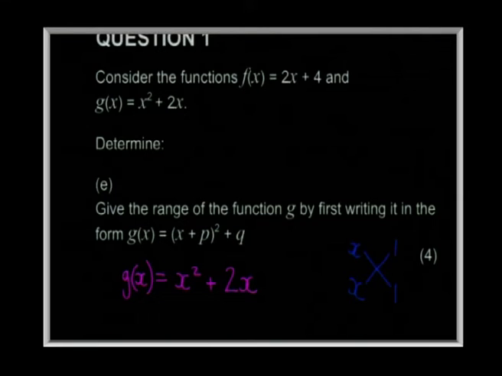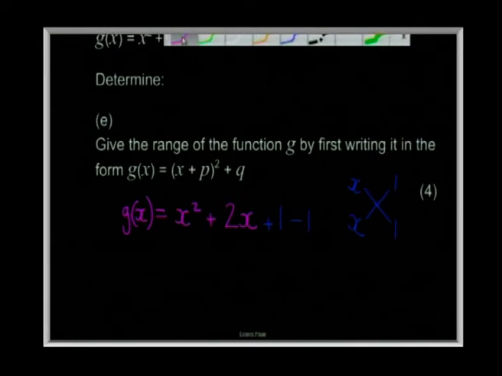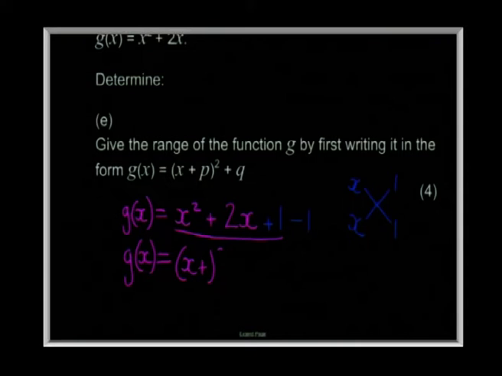x times 1 is 1x, and 1 times x is 1x. x plus x is 2x, which means that we are going to be adding 1 and subtracting 1 to complete the equation. Let's show you how it looks once we have completed it. We then write the trinomial that we want. There is the trinomial in the completed square: x plus 1 squared minus 1.